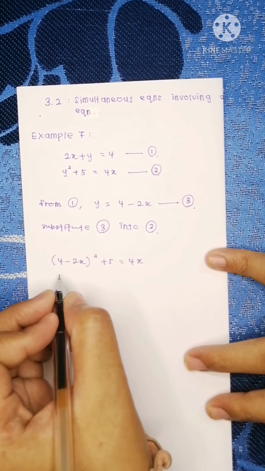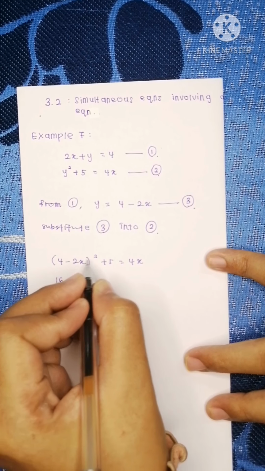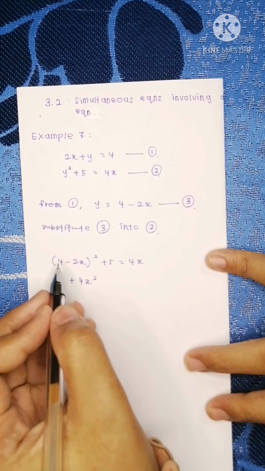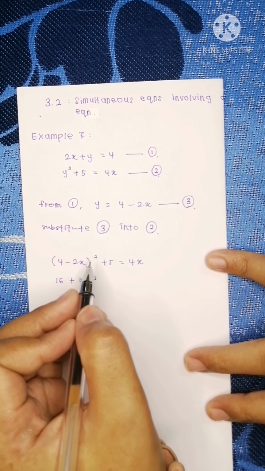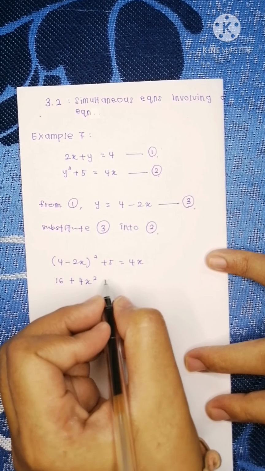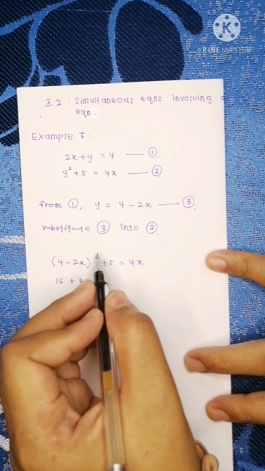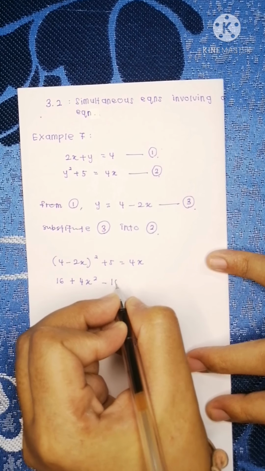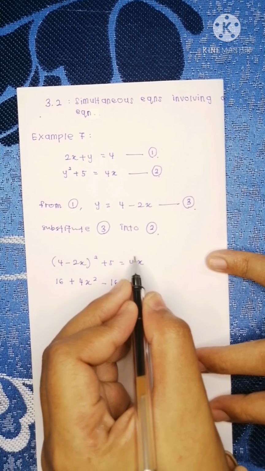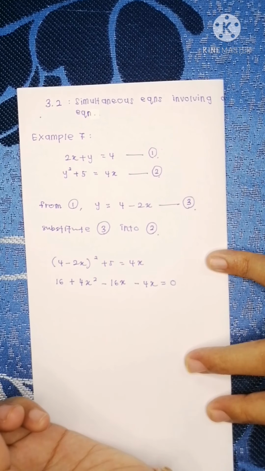So 4 squared is 16. Negative 2x squared is positive 4x squared. 4 times 2 is 8. 8 times negative 2x is negative 16x. And then this one, bring it to the left, so negative 4x equal to 0.